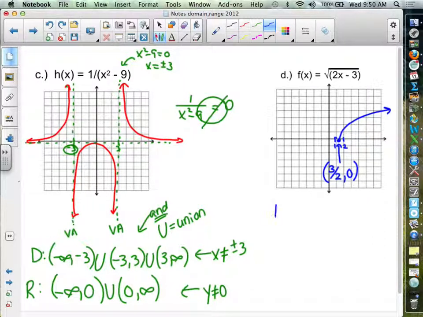So if I look at this then, domain, as far left as the graph goes, it starts at that point at 3/2. And it equals 3/2, so it'll be a bracket. And then going to the right, the graph continues on to infinity.